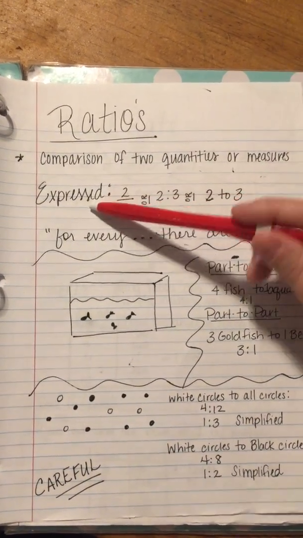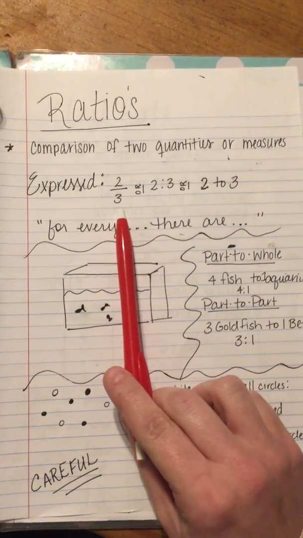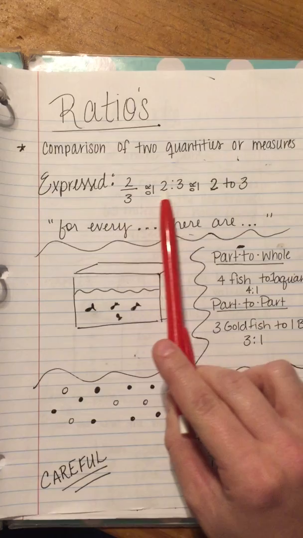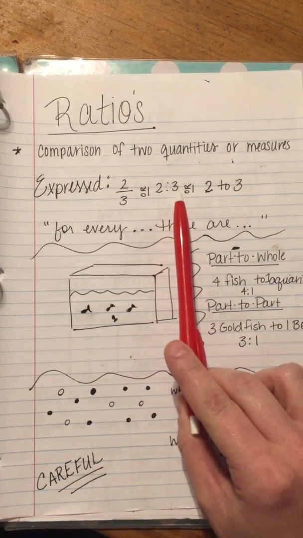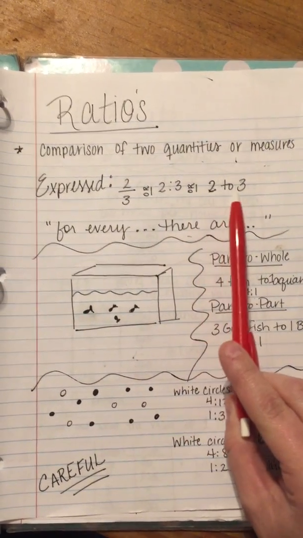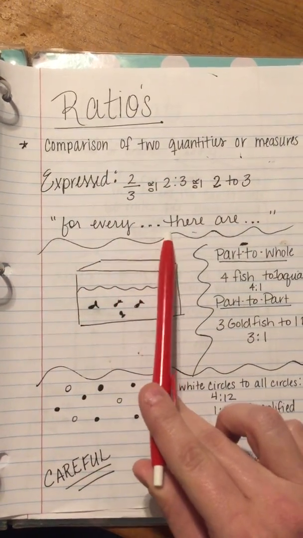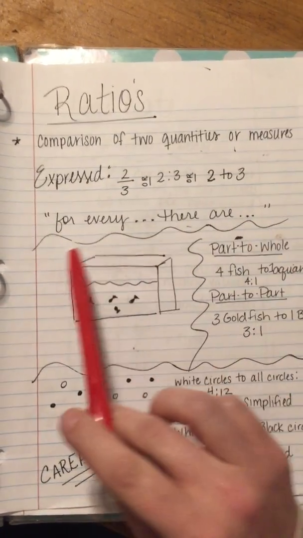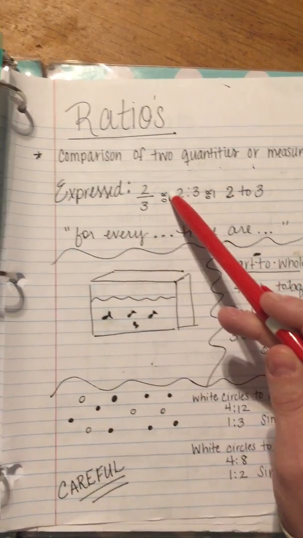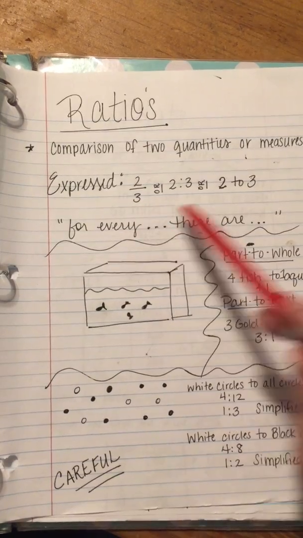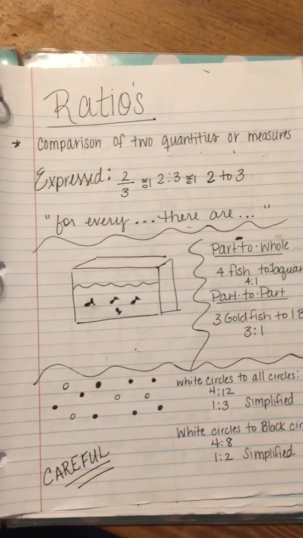We can express this in three different ways. In fraction form, so 2 over 3, or we can write 2, colon, 3, or we can do 2 to 3. Any of these ways, though, we will say for every blank, there are blank. So for every 2 boys, there are 3 girls. So that's how we would do that part.